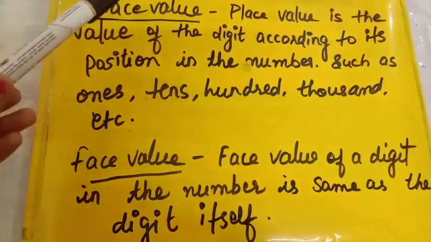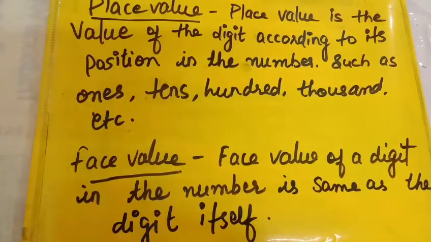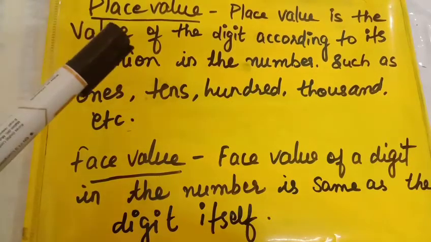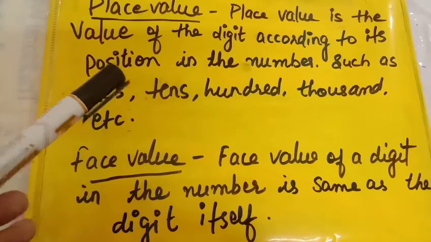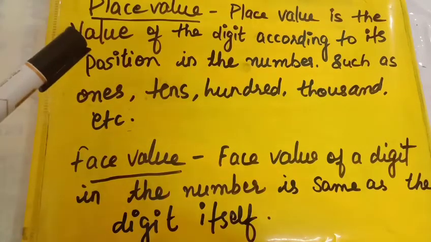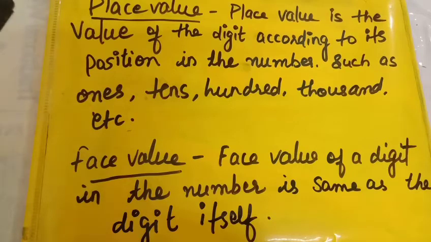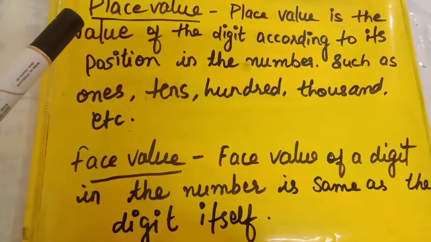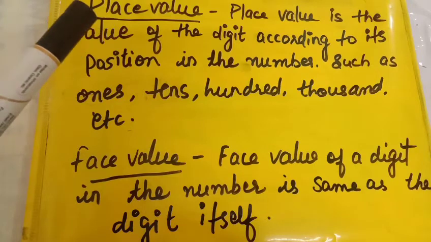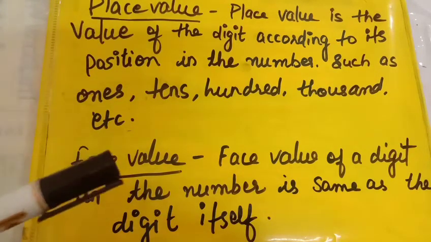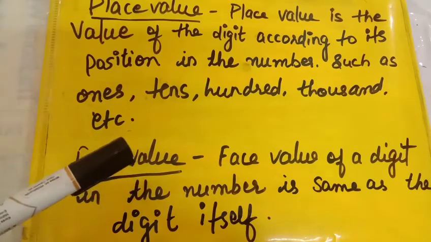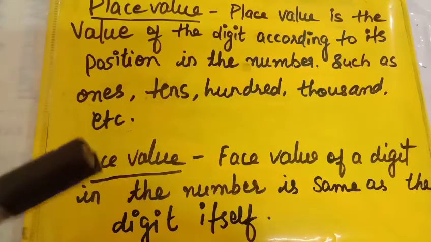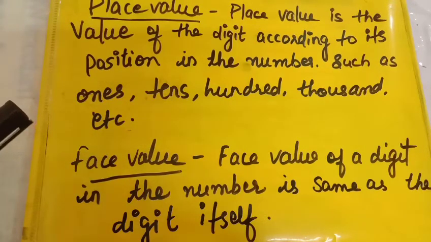What is place value? Place value is the value of the digit according to its position in the number, such as ones, tens, hundred, thousand, 10,000, lakh, 10 lakh, crore, 10 crore. प्लेस वैल्यू नंबर में जो डिजिट्स होती है उनकी जो प्लेस होती है, जो पोजीशन होती है, उससे हम प्लेस वैल्यू फाइंड आउट करते हैं. And face value of a digit in the number is same as the digit itself. face value जो digit की value होती है वही उसकी face value होती है.